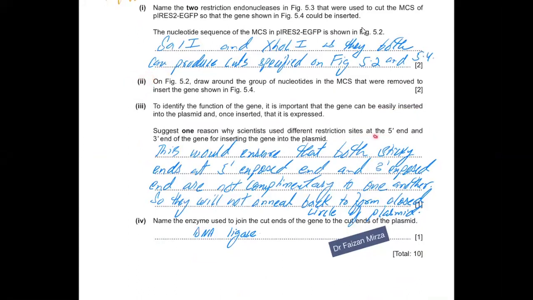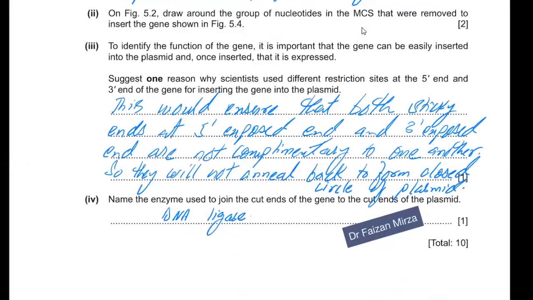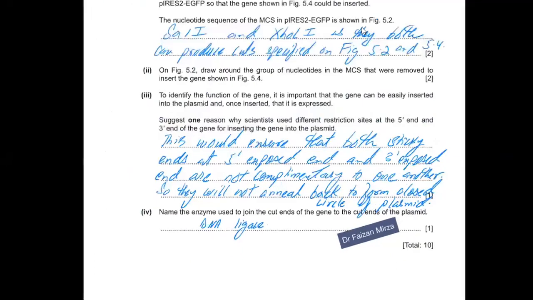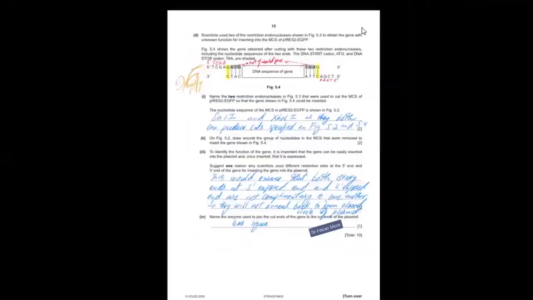So why do they use different restriction enzymes? Because when they use different restriction enzymes, the two sticky ends will not be complementary to each other. So they cannot anneal back to form a closed plasmid; the closed plasmid ring cannot be formed. How can the cut ends be joined together? They can be joined by DNA ligase.